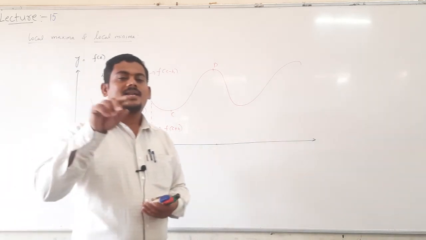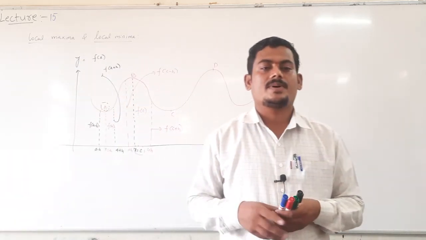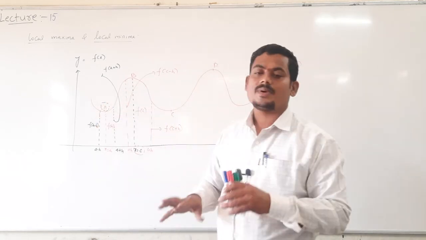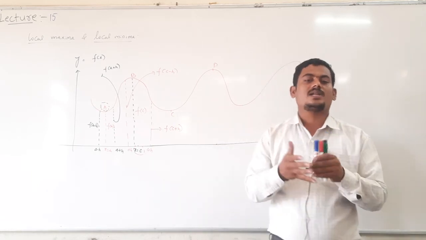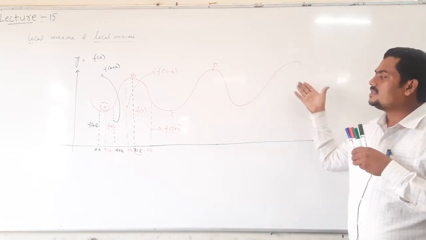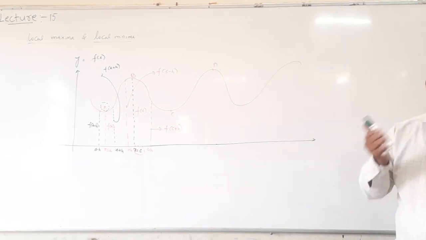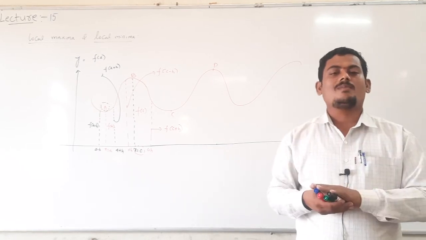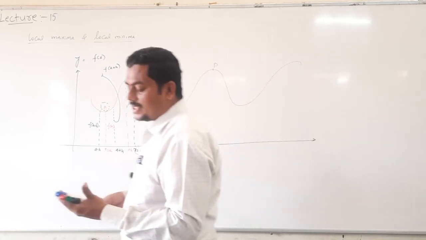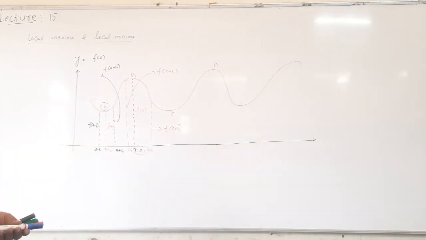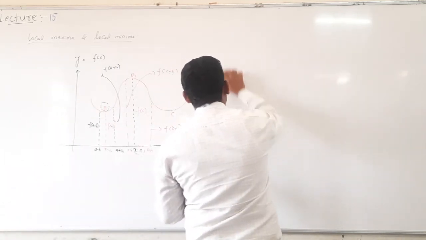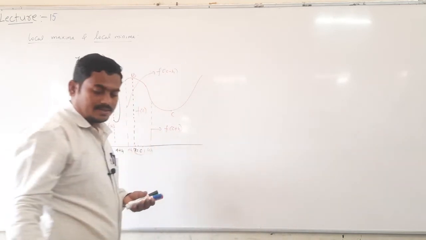In a given interval, suppose the function attains a maximum or minimum. In this interval it is one of the minimums, and in that interval it is another. In such cases we use the words local maximum and local minimum. It means the function has more than one maximum and more than one minimum value. Just take the definition of local maximum and local minimum, to understand what they are.